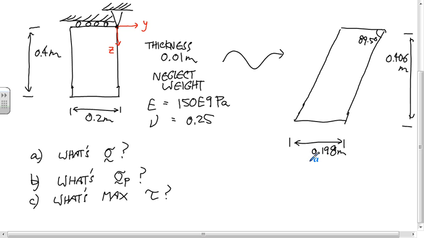No, I said it right. Pi over 2 minus 90.5 expressed in radians. So the YZ shear strain is going to be pi over 2 minus 90.5 times pi over 180. And you get a value of negative 0.008727.